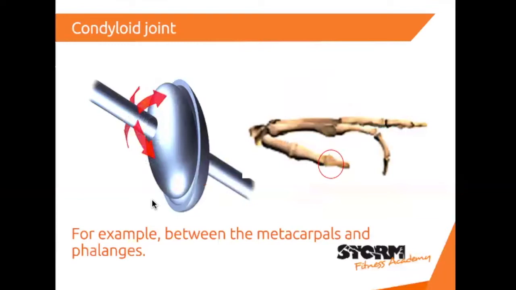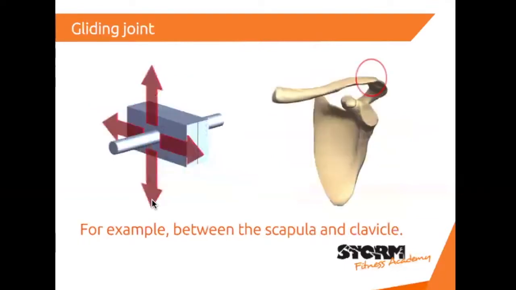Condyloid joint. This is where you get like a concave surface slotting onto a convex surface, found between the metacarpals and the phalanges. You can see there. And I believe this is the last one, gliding joint. This is where you've got two smooth surfaces that just kind of glide over each other. And you find that between your scapula and your clavicle.